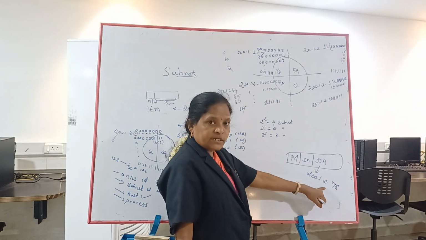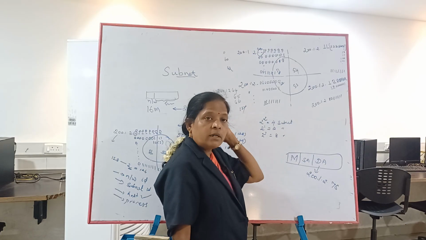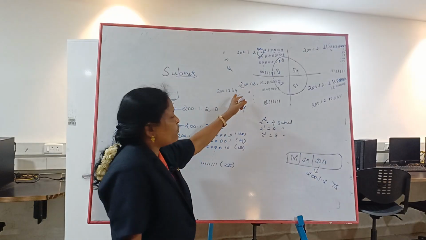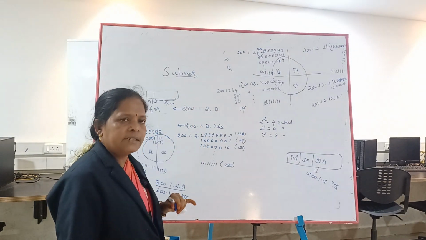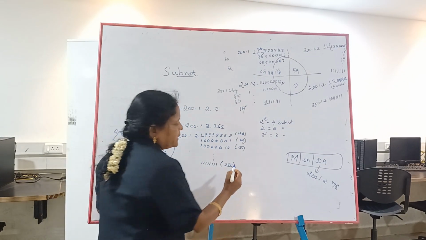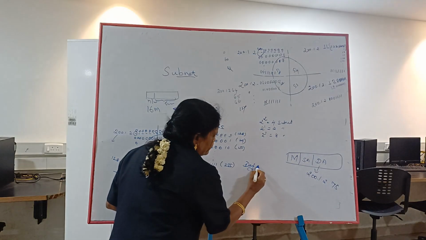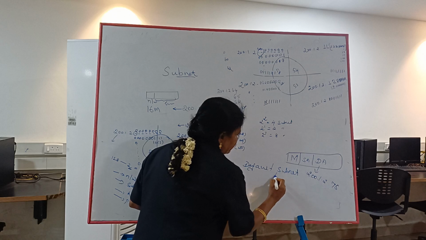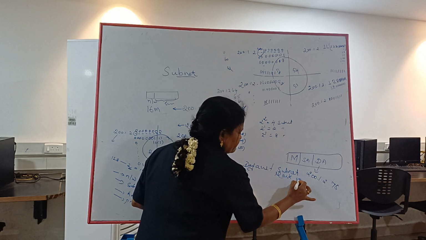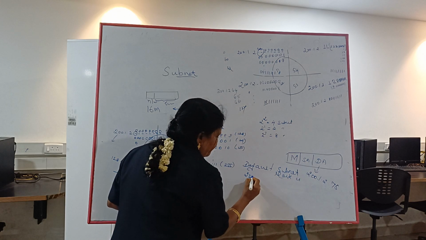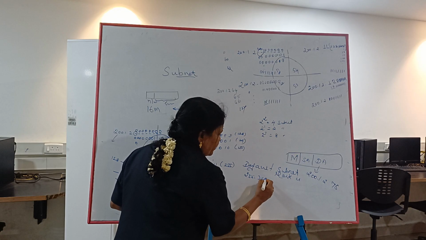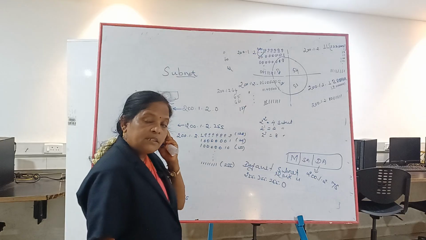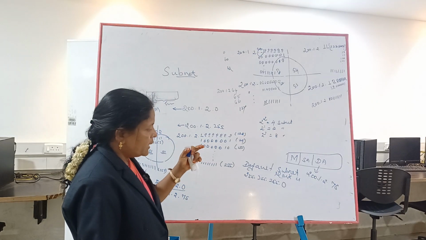How do we identify whether it is subnet 1, subnet 2, or subnet 3? For that I need what? The default mask. Here I am going to use a Class C IP address. Whenever I use a Class C IP address, the default subnet mask is 255.255.255.0.